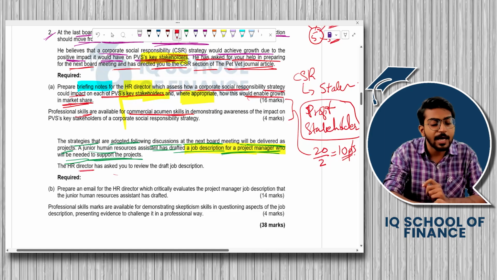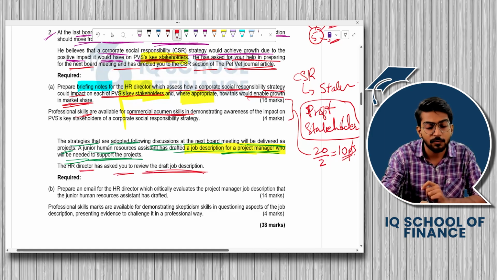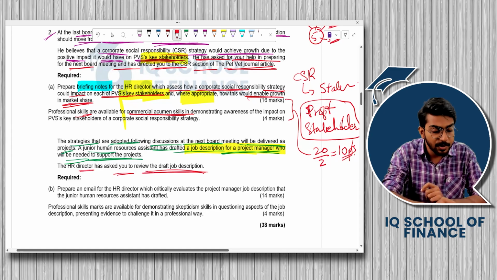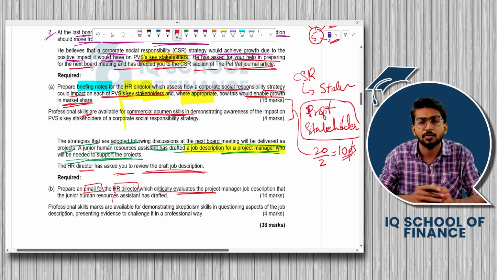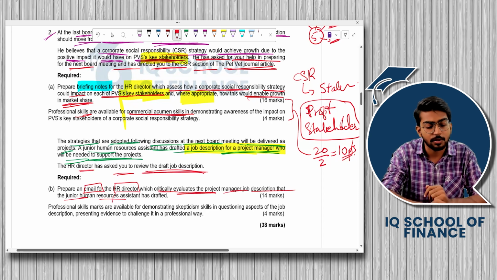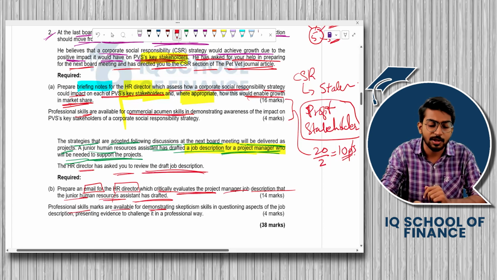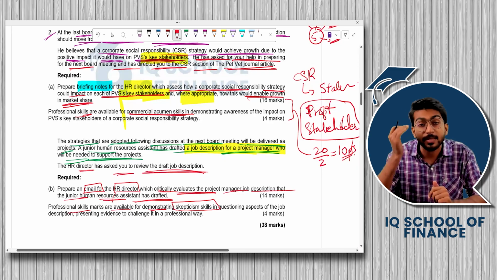The HR director has asked you to review the draft job description. So here you would be asked to find out the mistakes. Obviously, prepare an email to the HR director which critically evaluates, and critically evaluates means to find the mistakes in it, the project manager job description that the human resource assistant has drafted. Professional skill marks are available for demonstrating skeptical skills. Obviously, skepticism is used when you are evaluating something or finding out mistakes in it.